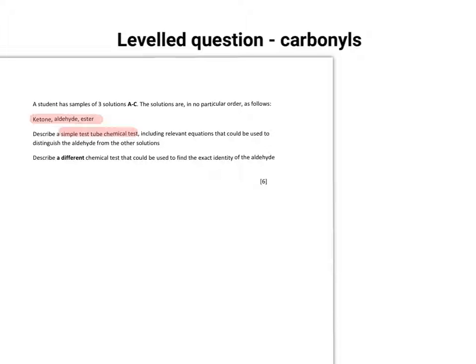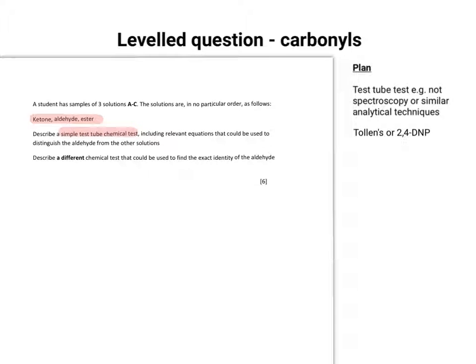So simple test tube chemical test means just that. It has to be something you can do in a test tube that you'll come across in your specification. So that basically means no spectroscopy such as infrared or NMR, because if you're thinking about doing this in a university-style laboratory, you'd have access to that kind of equipment, so it would be reasonable to propose that. But this time, because it's a simple test tube chemical test, you have to keep it to something that would involve just simple test tube chemistry.